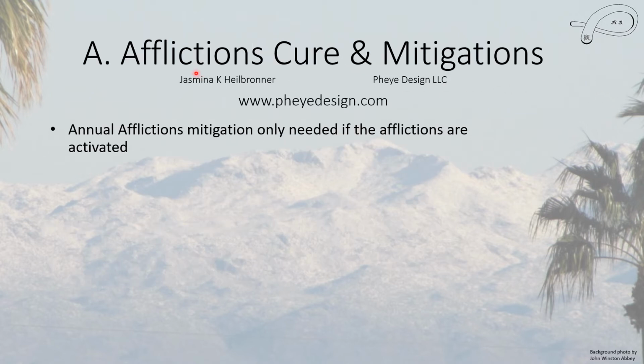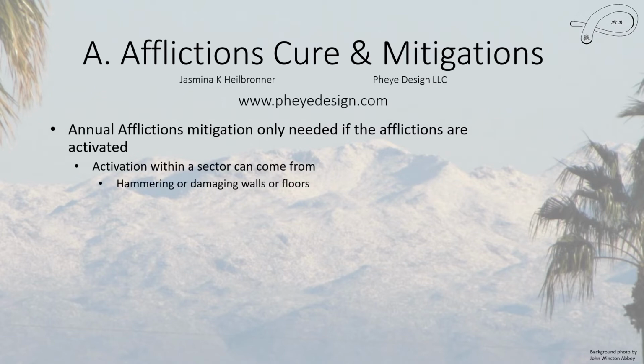Now, when it comes to the annual afflictions, there's a single cure and there are a couple mitigations. And I talk about doing what you need to do in a separate video, but you only need to mitigate these annual afflictions if you have activated the annual affliction. Ways to activate this come from several sources, and you're only really worrying about a certain sector of your house. Sometimes it's 3 subsectors wide, sometimes it's a single subsector wide.